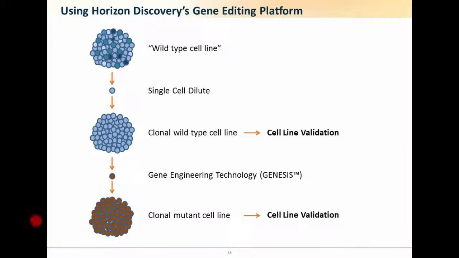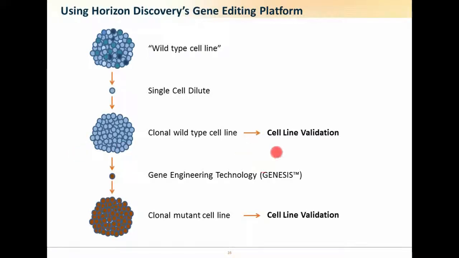Because at Horizon Discovery we have the expertise in gene editing, we used our gene editing platform, GENESIS, to develop all of our reference standards. So what do we do along this process? This is a very simplified schematic of what we do. We take what we would call a wild type cell line from ATCC or other sources. We do a single cell dilution. This ensures that we have a clonal wild type cell line banked, and then we do extensive cell line validation on this wild type.